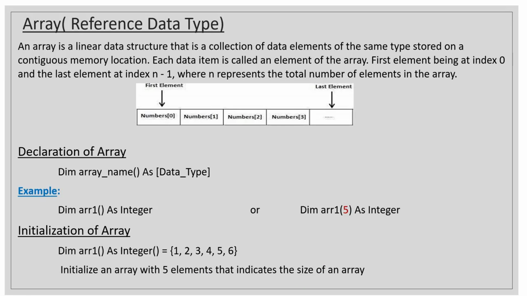Then initialization of an array. We have already discussed declaration and initialization in our previous video. So, Dim r1 As Integer. Here we declared an array. Now we initialize the array. Initialization of an array: Dim r1 As Integer. This array is initialized with 5 elements, which indicates the size of the array.